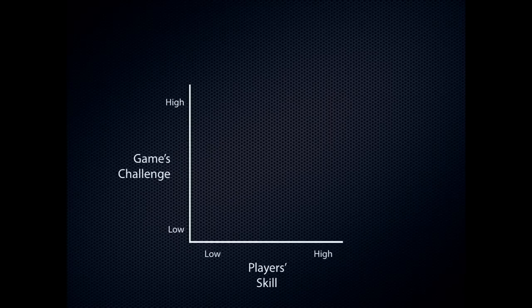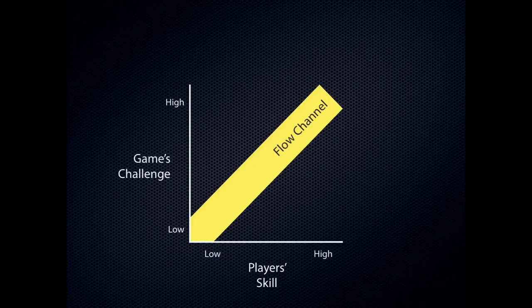So basically, the idea is that you can map the game's challenge on the vertical axis here. You've got really hard game up on the top, really easy game on the bottom, and then you've got player skill that you can compare it against, newbies on the left and hardcore gamers on the right. And the idea is you want to keep the player in this flow channel where the game's challenge meets the player's skill at all times, so that they're always pushing themselves to go forward.